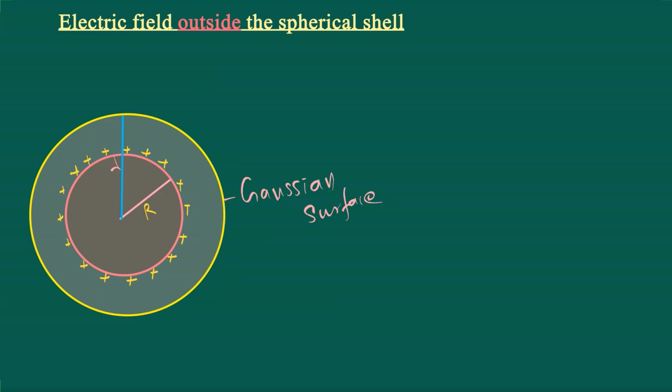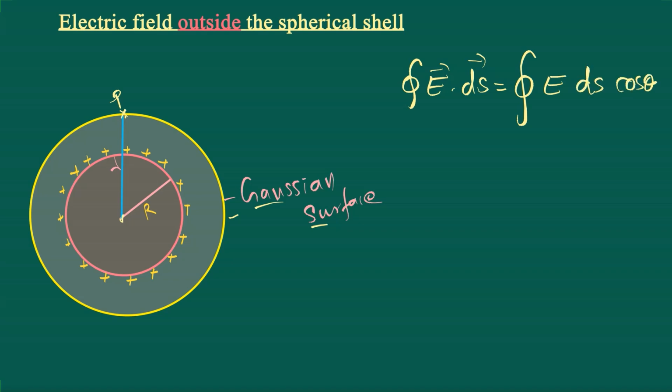Now we consider this as the Gaussian surface and this is the spherical shell of radius capital R. Now we want to calculate the electric field at point P, which is outside the shell, at a distance r from the center to that point P. So now we can find the closed integral of vector E dot vector ds, which is equal to the closed integral of E ds cos theta.